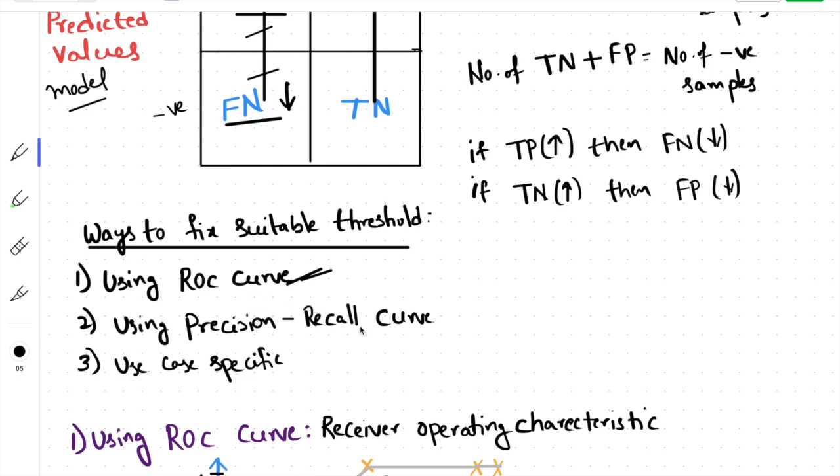We can also use the precision recall curve. Based on the precision and recall values, we can decide what the optimal threshold should be. These are related: based on the precision and recall we calculate, for that particular problem which we are solving, we can fix the threshold. Let's continue and understand how to use each of these techniques.